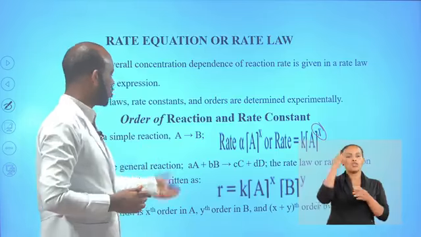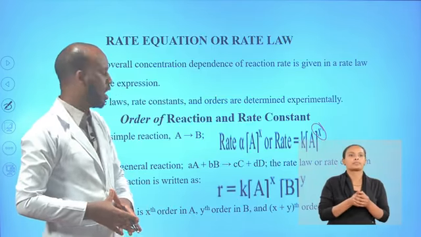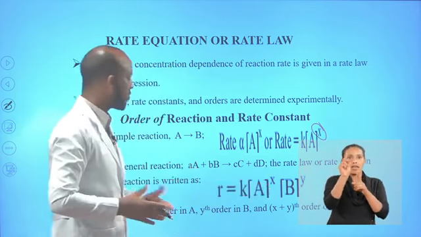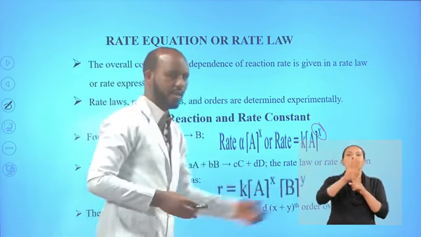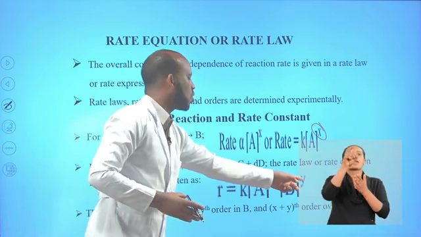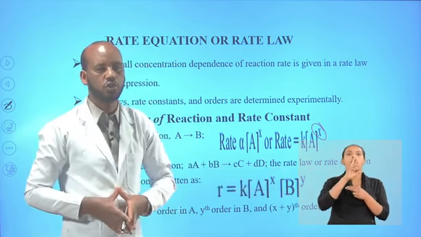For the general reaction aA plus bB to form cC plus dD, the rate law or rate equation is written as rate equals K times concentration of A raised to X times concentration of B raised to Y. Order of reaction with respect to A is X. Order of reaction with respect to B is Y. Overall order of this reaction is X plus Y. X and Y are obtained experimentally.